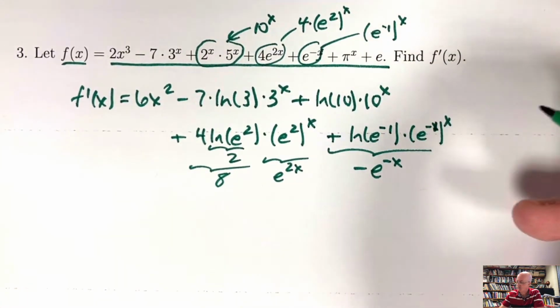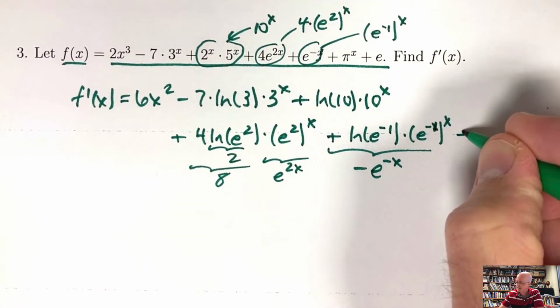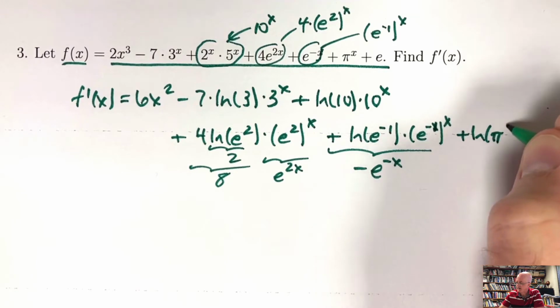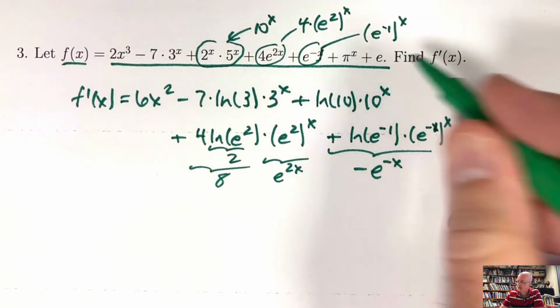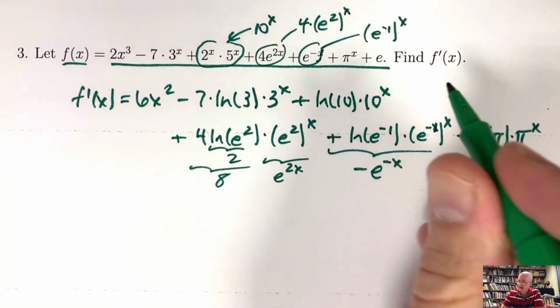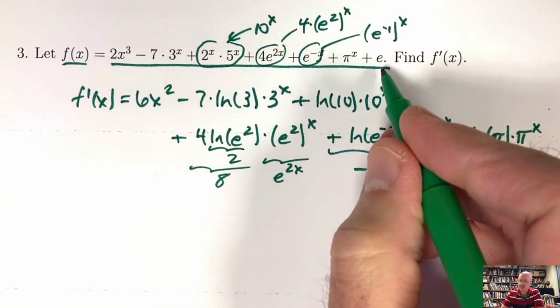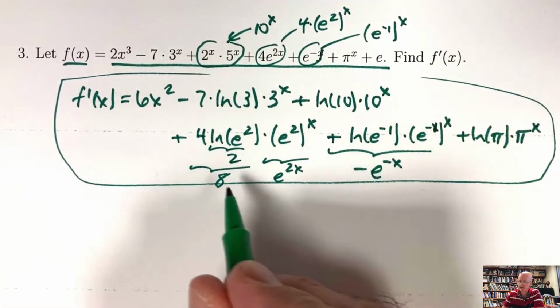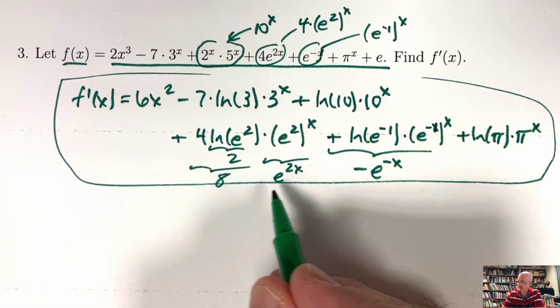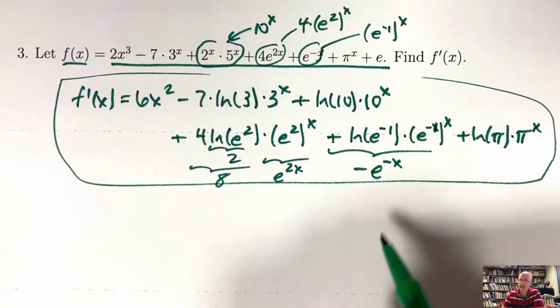Then the next term, the base is pi, so we get plus natural log of pi times pi to the x. And then again, the derivative of e with no x in there, with respect to x, is 0. This is just a plain old constant. So this is the derivative, and yes, you can simplify this to 8e to the 2x and simplify this to negative e to the negative x.